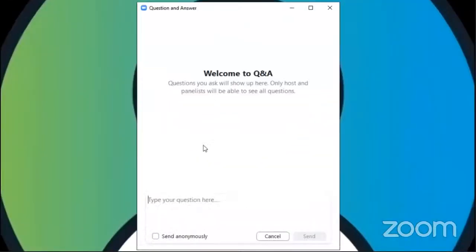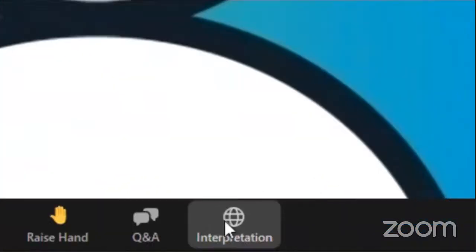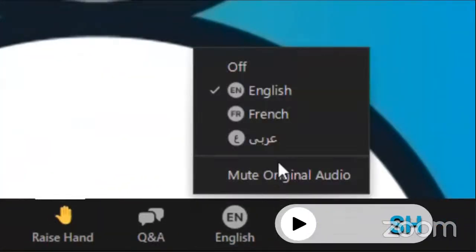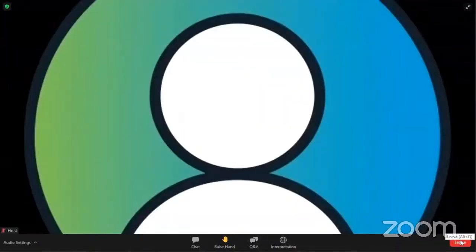If you want to raise a question, you can use the Q&A, where you can write a question and choose whether you'd like to send the question publicly or privately. If you require simultaneous interpretation, you can find it on this icon, where you can select the language you want to hear the meeting interpreted into. While using the interpretation, press Mute Original Audio if you hear the floor language on the interpretation channel.